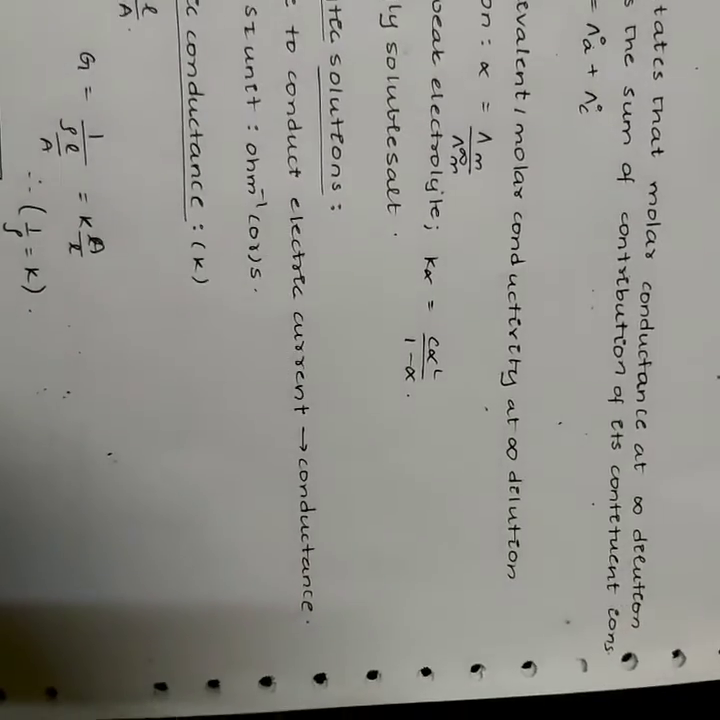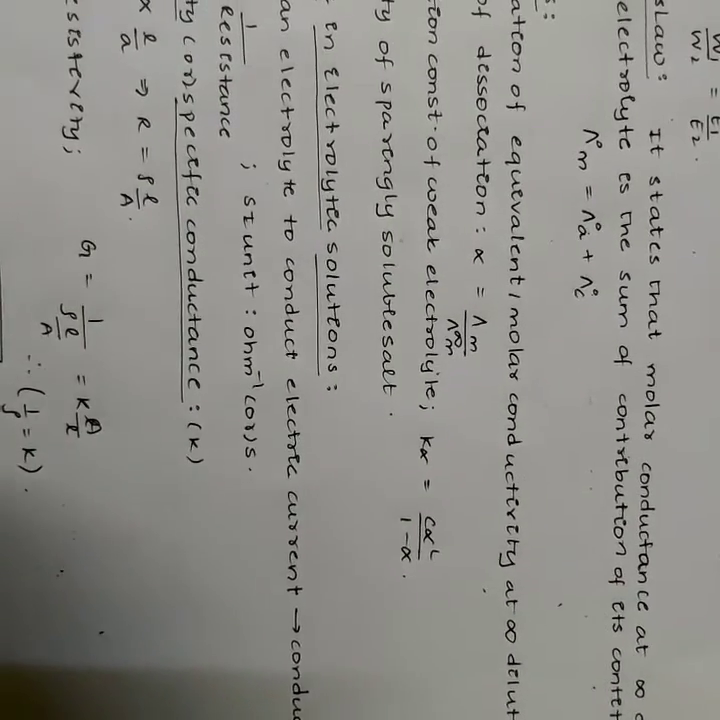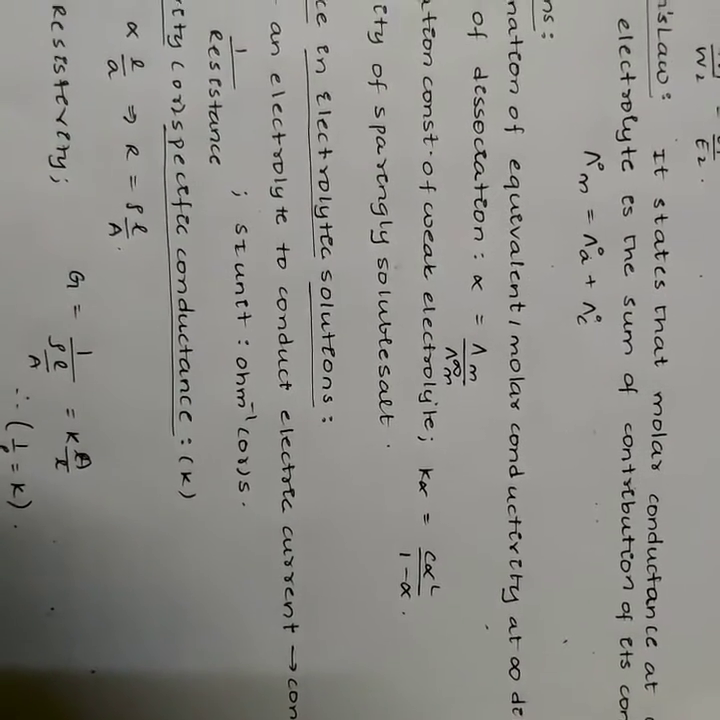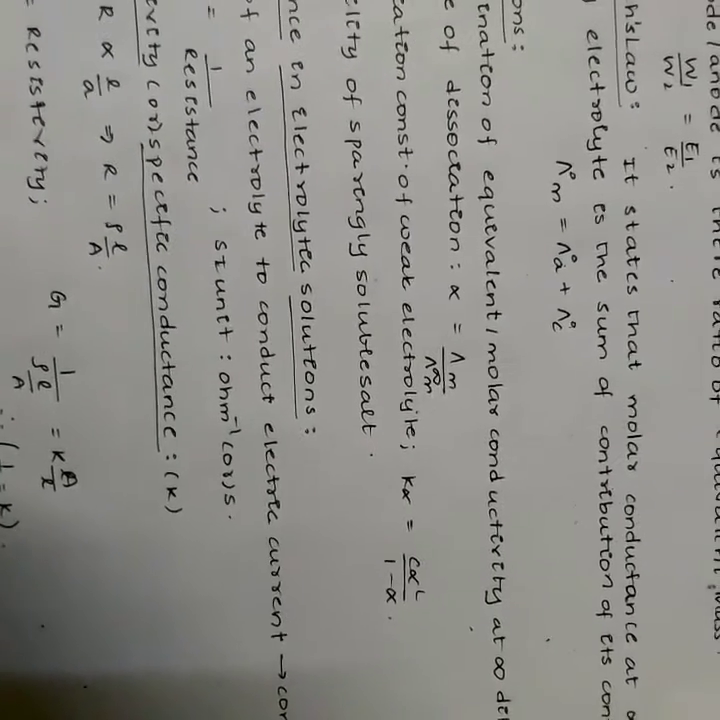Kohlrausch's law. It states that the molar conductance at infinite dilution for any electrolyte is the sum of contributions of its constituent ions, that is anions and cations. Λ0 molar is Λ molar anion plus Λ molar cation.